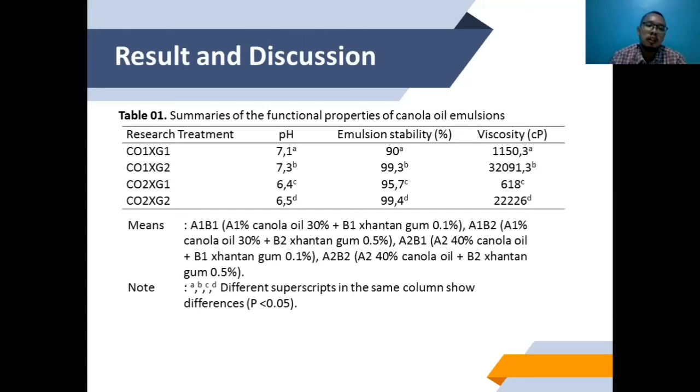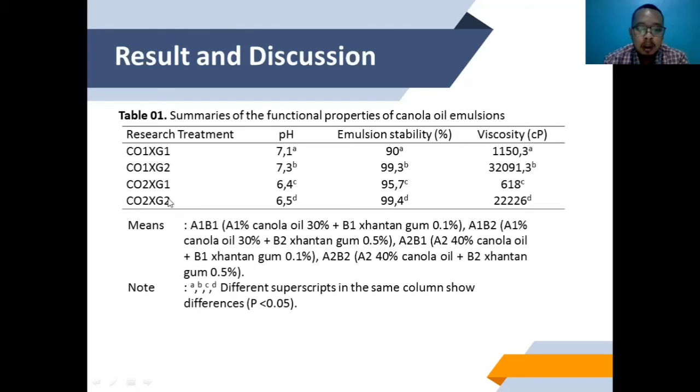And results and discussion. We can see in Table 1 a summary of the functional properties of canola oil emulsion: results of treatment, pH, emulsion stability, and viscosity. In pH, we can see the pH value of each emulsion shows different results. CO1 XG1 and CO1 XG2 show emulsion at neutral pH, whereas CO2 XG1 and CO2 XG2 show acid pH.